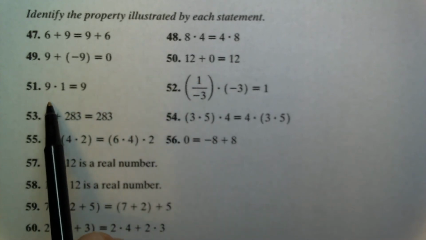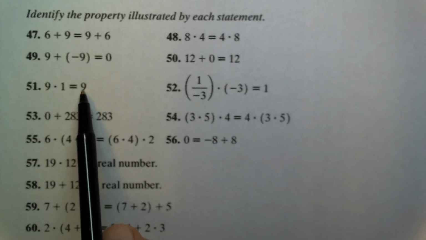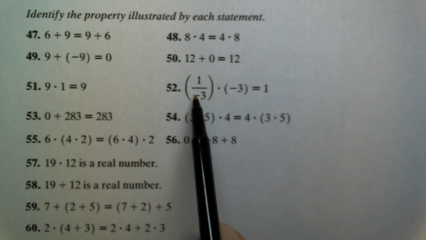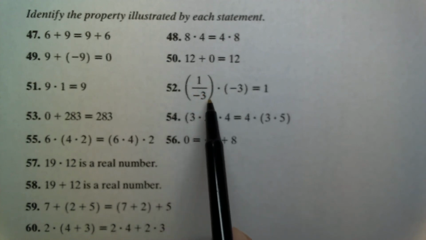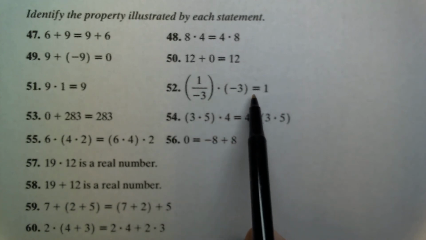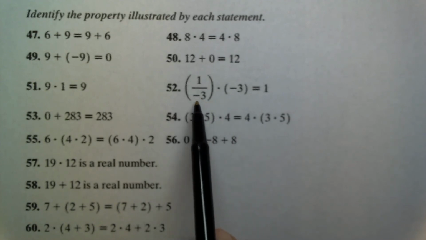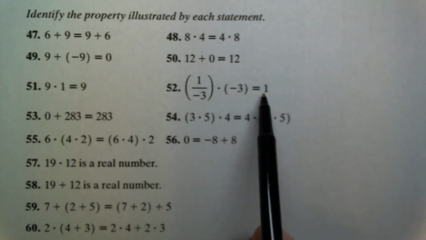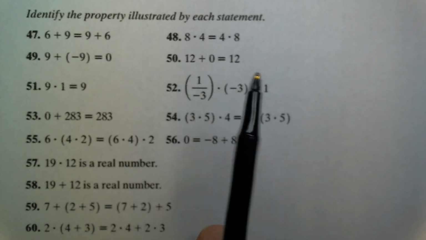And 51 is 9 times 1 equals 9. Here the number 1 is the identity element for multiplication. For number 52, minus 1 divided by minus 3 times negative 3 equals 1. So here we have the multiplicative inverse of minus 1 divided by minus 3. That is equal to negative 3. So the product is equal to 1. So this is a multiplicative inverse of negative 3.